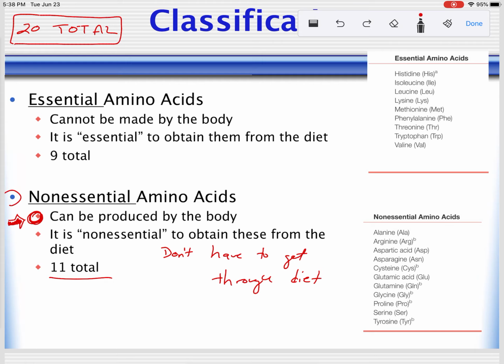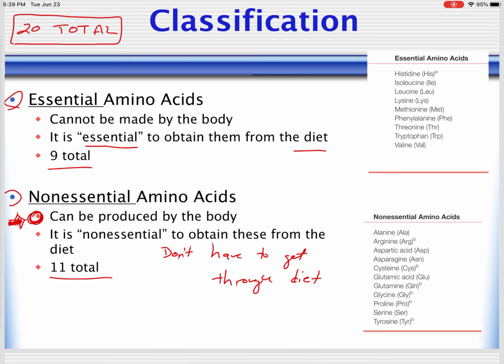On the other hand, the remaining 9 amino acids are considered to be essential because we must get them through our diet. Our body cannot make them. Our body cannot make these essential amino acids. Therefore, we have to get them through food. Know these definitions, know the numbers. There are 11 non-essential and there are 9 essential.